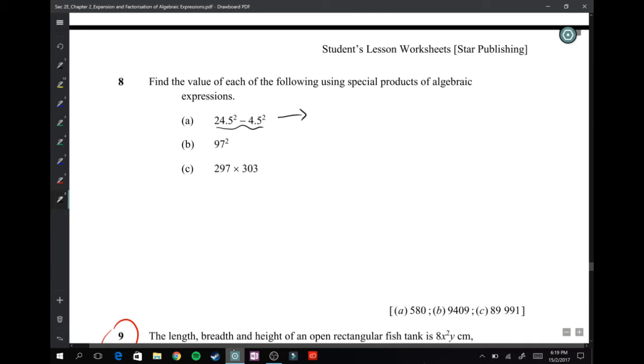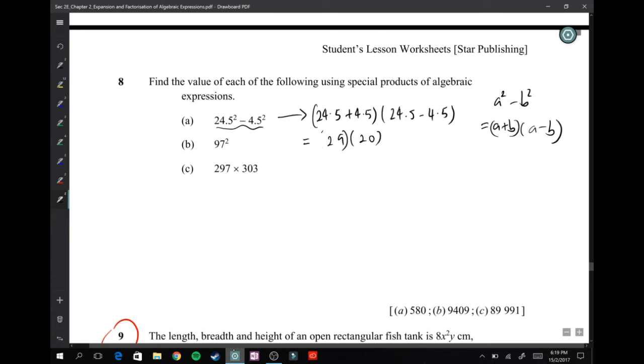So 24.5 square minus 4.5 square. Remember that a square minus b square is a plus b, a minus b. So with this we have a square minus b square here, where our a is 24.5 and our b is 4.5. So we have 24.5 plus 4.5 times 24.5 minus 4.5. What you get is 29 times 20, and that will give you 580. Next, 97 square. Remember, the nearest nice number is 100, right? So 97. I'll take a pause here.